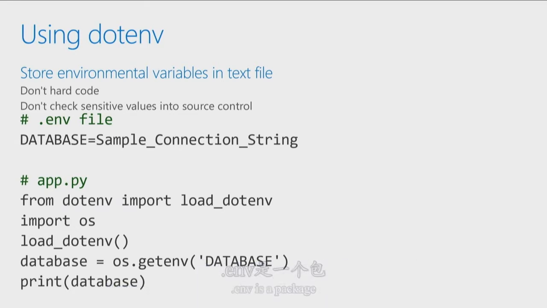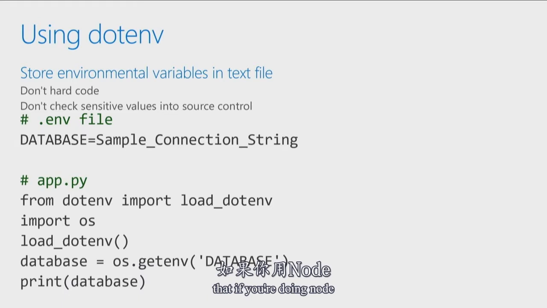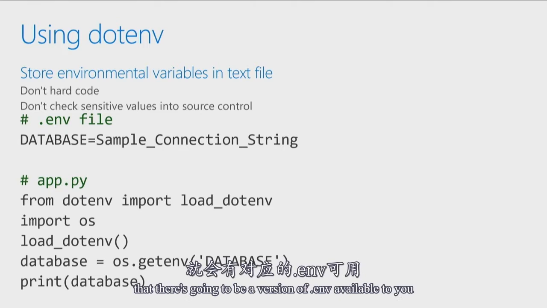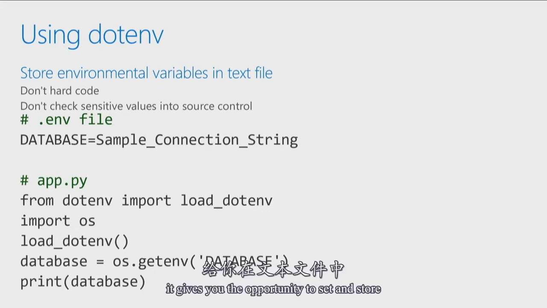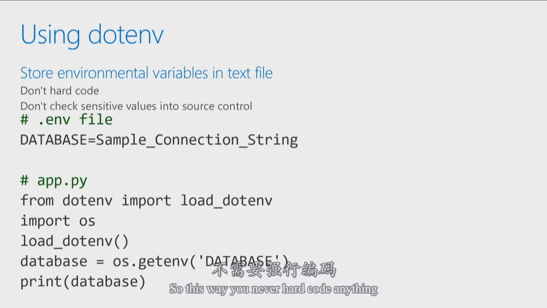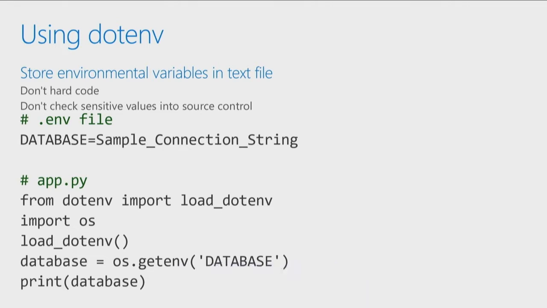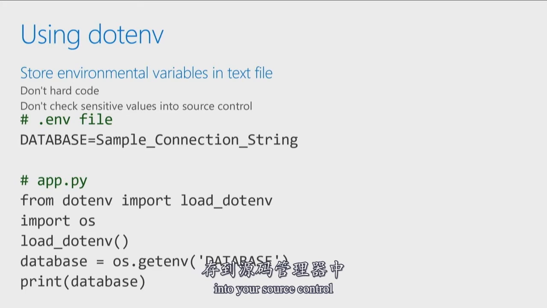.env is a package that has a version available for, I think, basically every major programming environment. If you're doing Node, if you're doing C#, if you're doing fill in the blank, there's going to be a version of .env available to you. What's great about .env is it gives you the opportunity to set and store those environmental variables inside of a text file. This way you never hard code anything, and you're not checking those sensitive values into your source control.